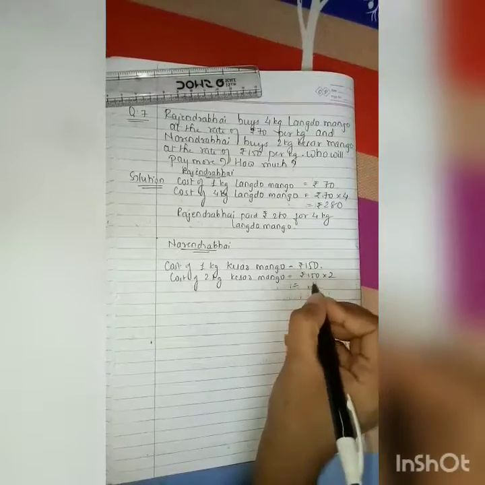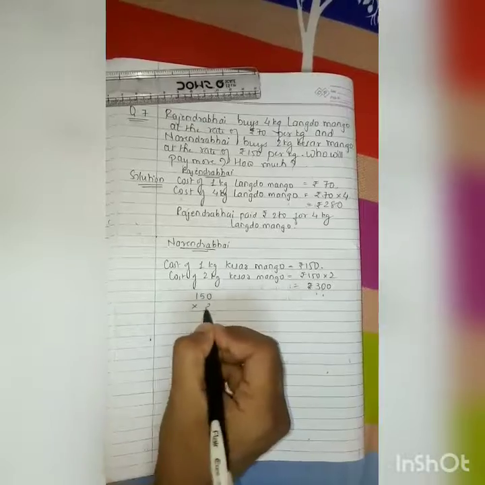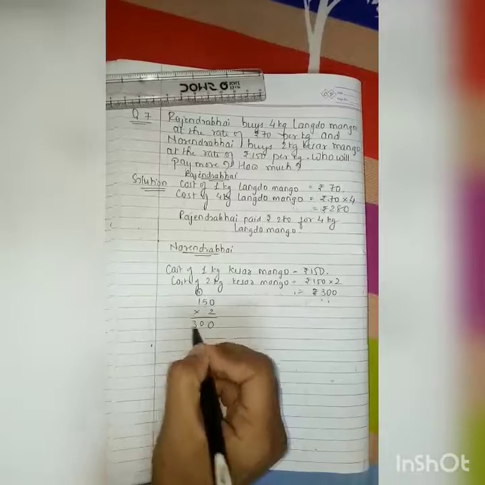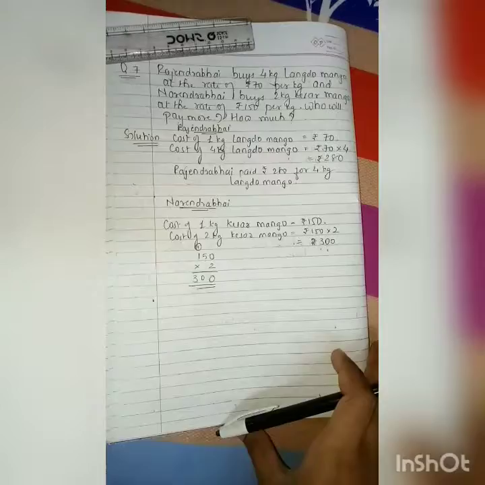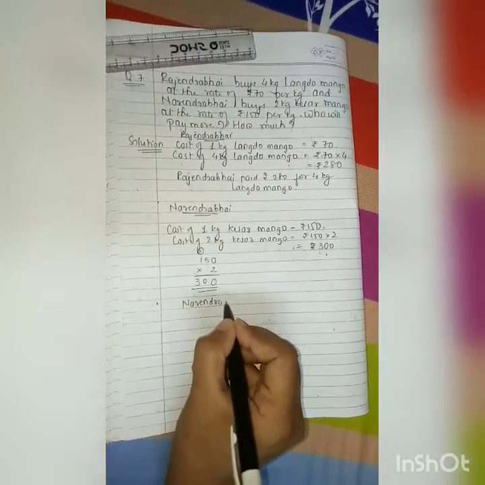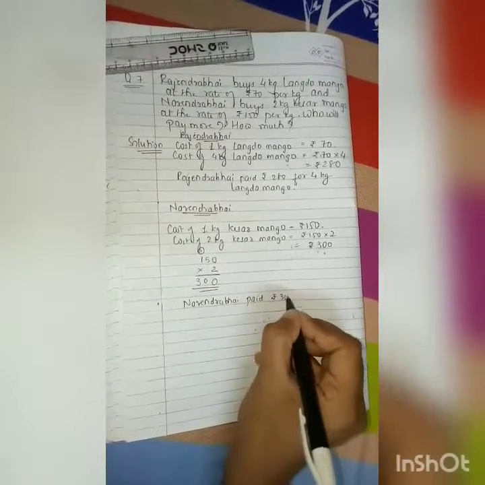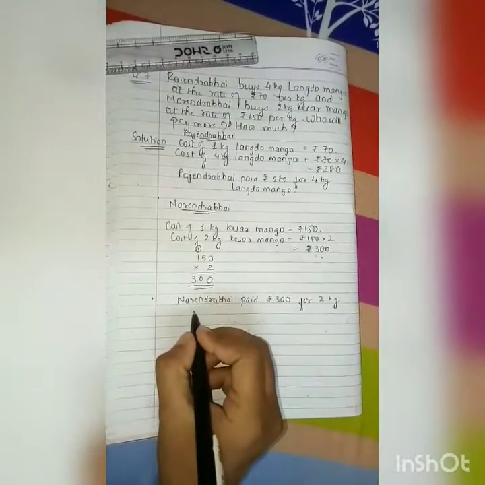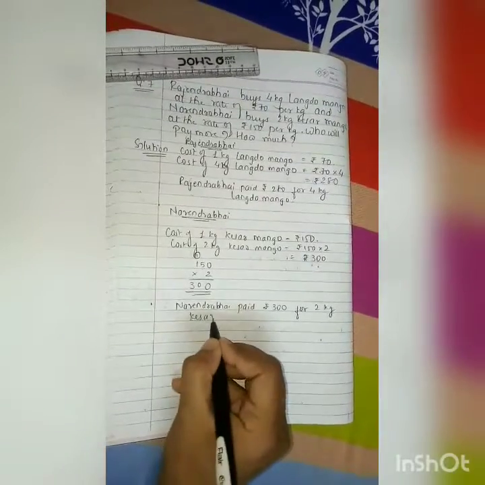Okay, so we will get what? 250 into 2 is 300. Okay, if you don't know, then you can even multiply. 2 zeros are 0, 2 5s are 10, 2 1s are 2, plus 1 is 3. Okay, rupees 300 he is paying for 2 kg Kesar mango. So therefore Narendra Bhai paid rupees 300 for 2 kg Kesar mango.